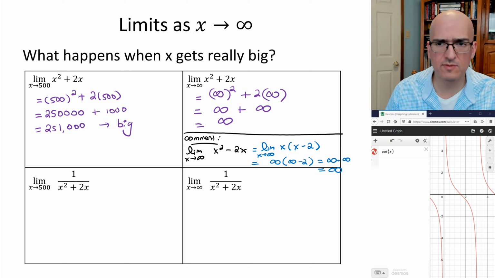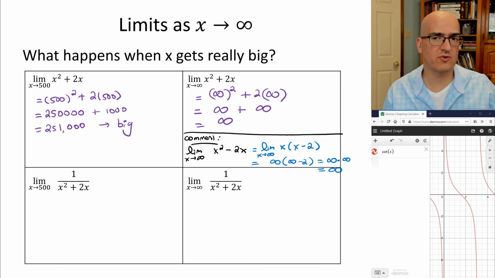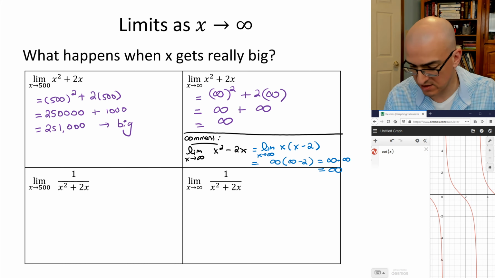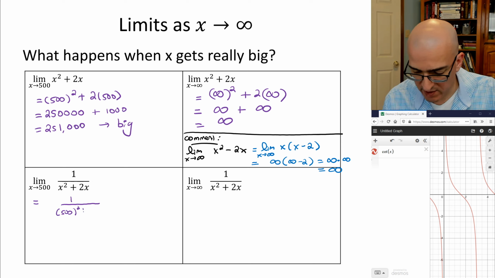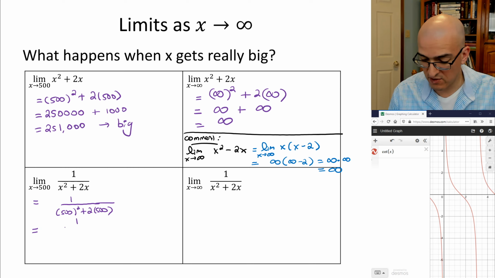Let's do the bottom ones now. Limit as x approaches 500, and it's the same function as at the top left, except it's reciprocated. Instead of x squared plus 2x, it's 1 divided by x squared plus 2x. So I'm going to do the same thing we did. I'm just going to plug it in and see what happens. 500 squared plus 2 times 500. We already did that calculation. We got 251,000. 1 divided by 251,000.